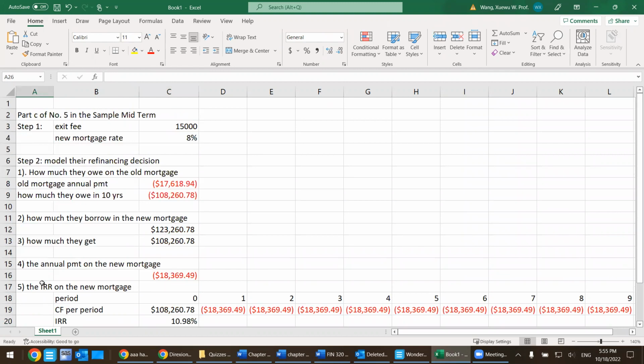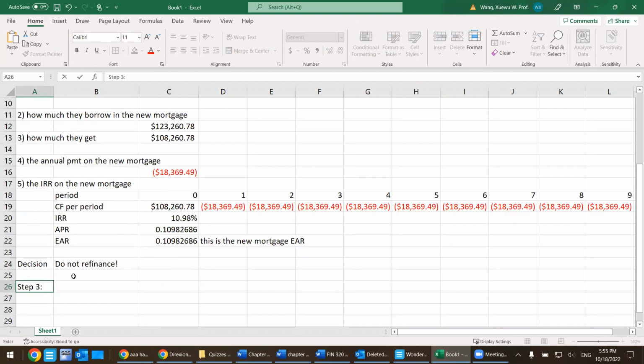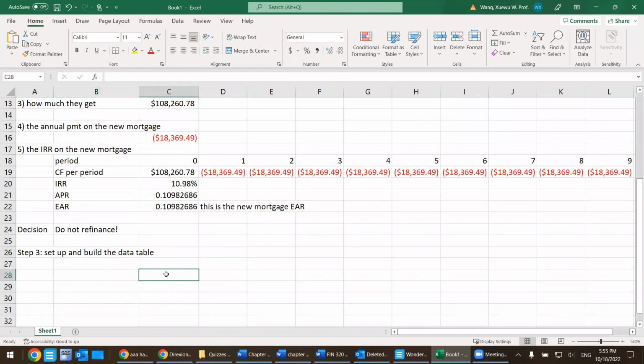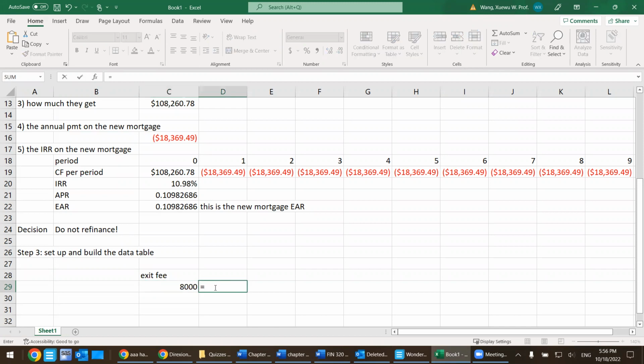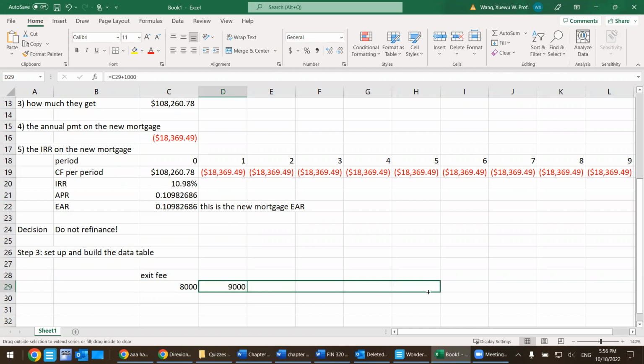So now step number 3, I'm going to set up and build the data table. According to the question, we need to use the exit fee in the row. Well, it doesn't say you have to do this in a row. So I'm going to set up the exit fee in a row. You can set up the exit fee in a column. It doesn't matter. All right. So exit fee goes from 8,000 in increments of 1,000 all the way to 15,000. Okay. So 8, 9, 10, 11, 12, 13, 14, 15.